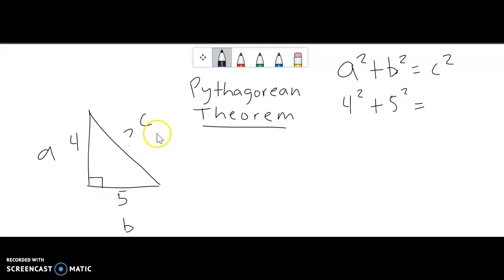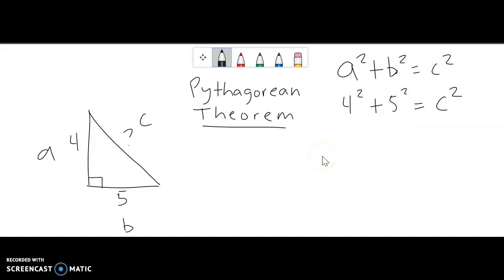But the thing that I don't know yet, I don't know this number. So I'm just going to leave it as a C because I actually don't know it yet. I know that A is a 4 and B is a 5. So instead of writing those letters, I can write the numbers that they are. But I don't know this yet, so I'm just going to leave it as C.